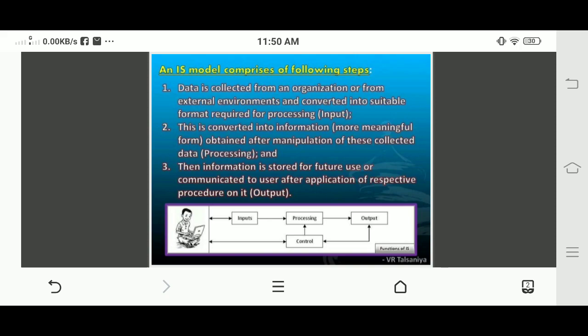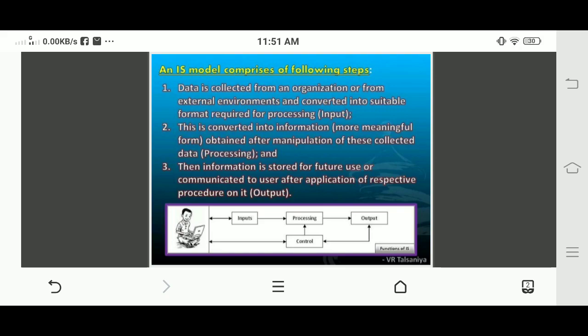Now an information system model comprises of the following steps. First is data. The data is collected from an organization or from an external environment and converted into a suitable format required for processing input. So this is converted into information. Now this data is taken as an input from the system. Then this data is converted into information. Only a raw input is taken and is converted into a meaningful form, obtained after manipulation of these collected data, that is processing.